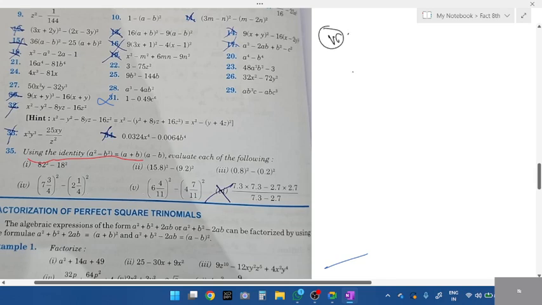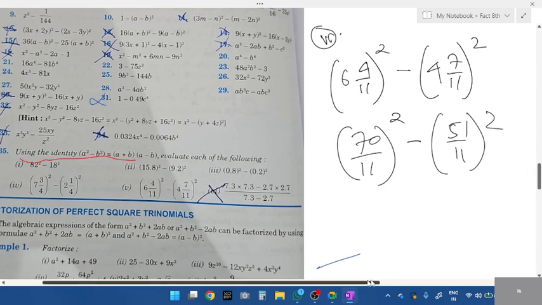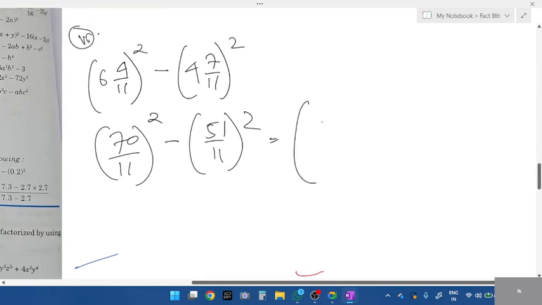I think we need to take LCM here. What is 6 4 by 11? When you convert into a mixed fraction, what do you get? Okay, 70 by 11 the whole square. Very good. Next. 51 by 11 the whole square. A square minus B square. Completed. 70 by 11 plus 51 by 11.